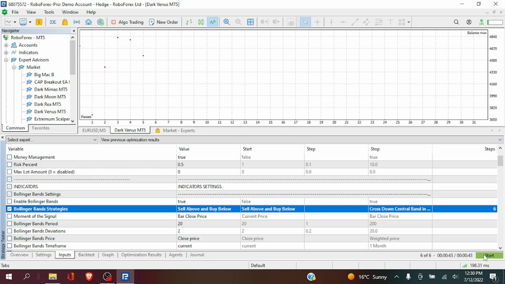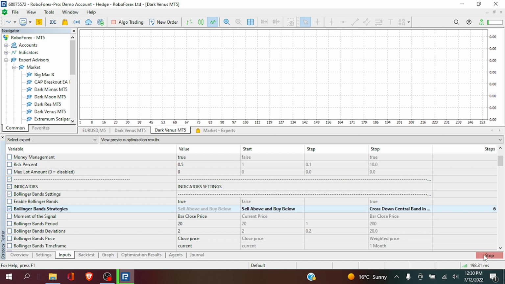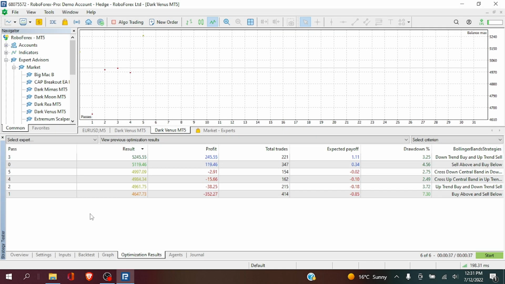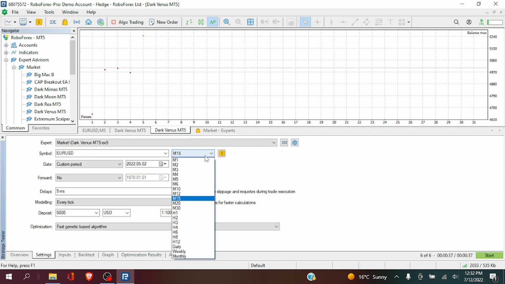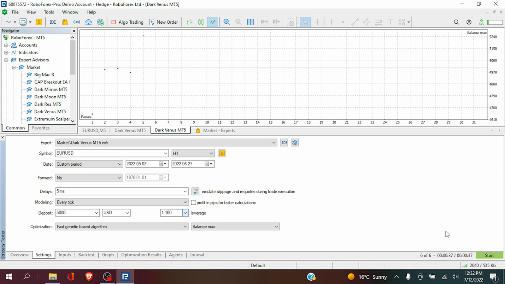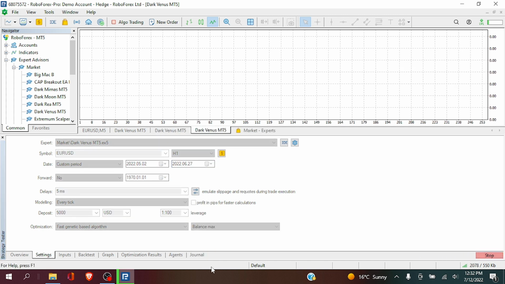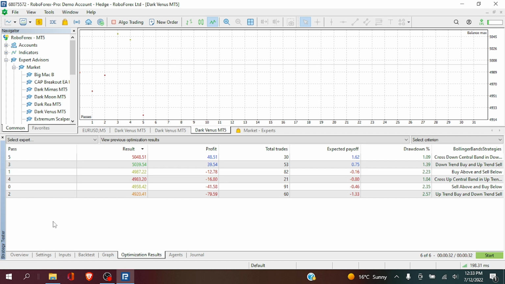We're going to keep it exactly the same and test the 6 strategies for the 15-minute time frame. Now for the 15-minute time frame results, we can see the downtrend buy and uptrend sell is profitable by $245, and the sell above and buy below is also profitable. So we have 2 profitable strategies. So next, let's do the 1-hour test. So we're going to select the H1 time frame and do the 6 strategies again.